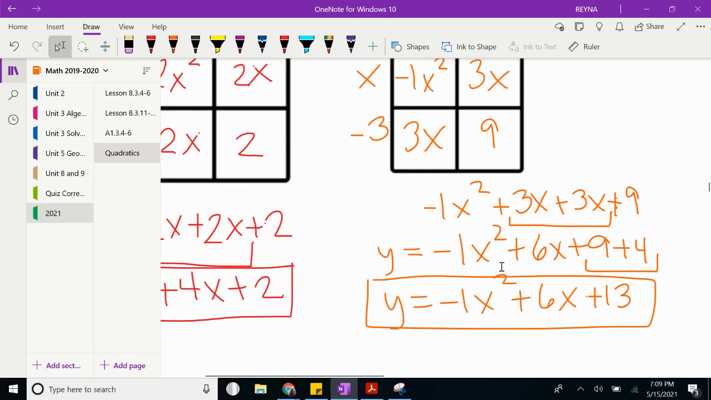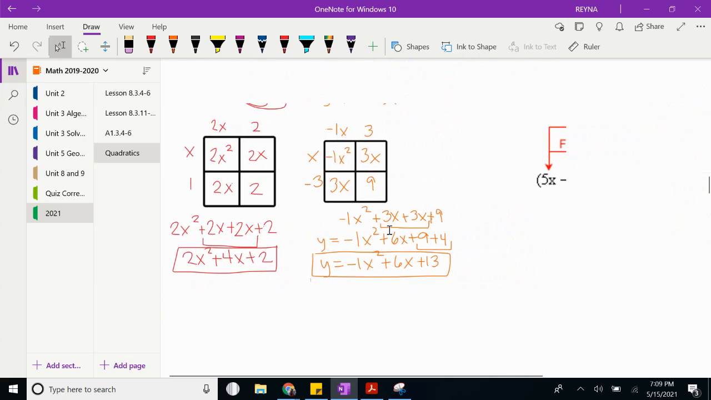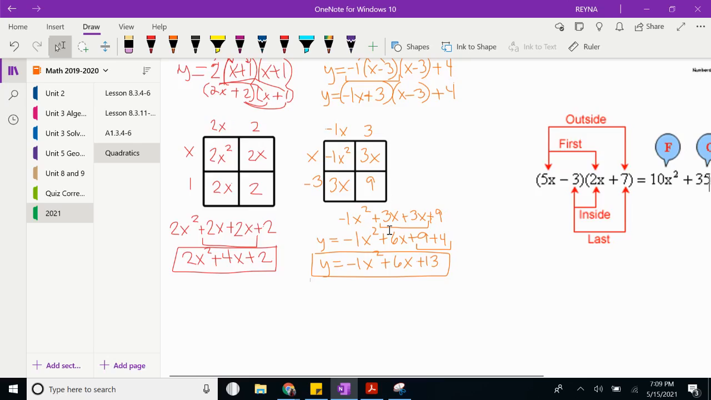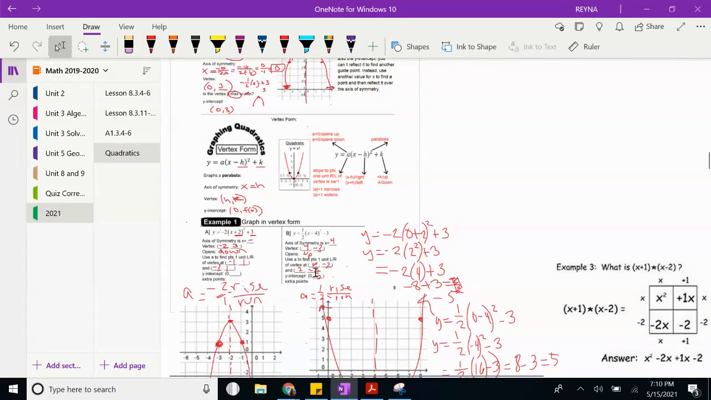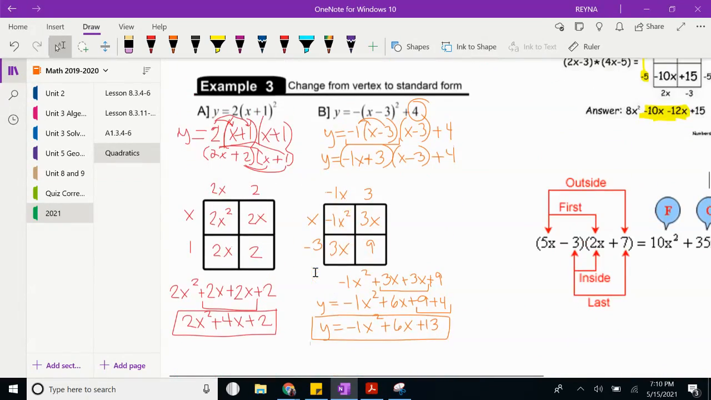So now what you're going to do, you are going to work on some Delta Math problems that are going to ask you to identify parts of your parabola. And then on Wednesday, we will talk more about how to do the box method.